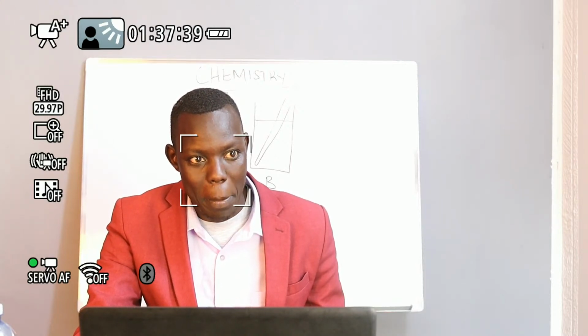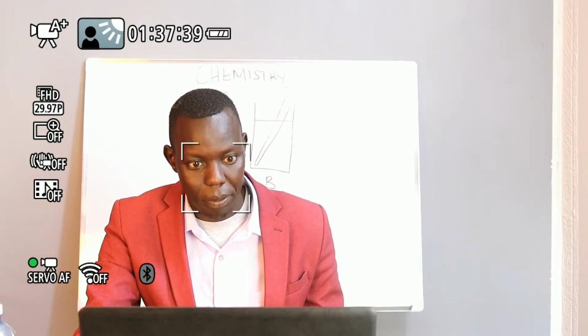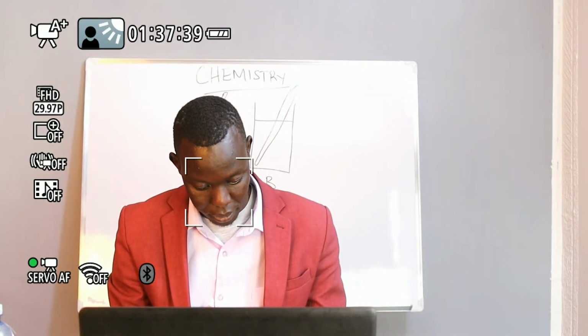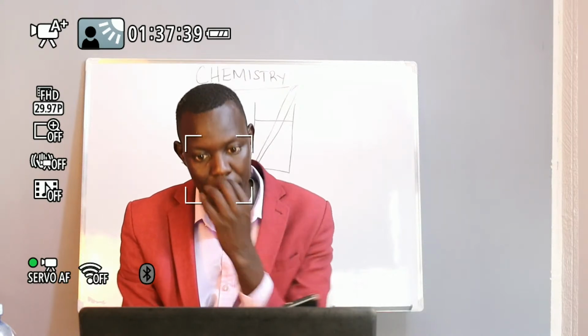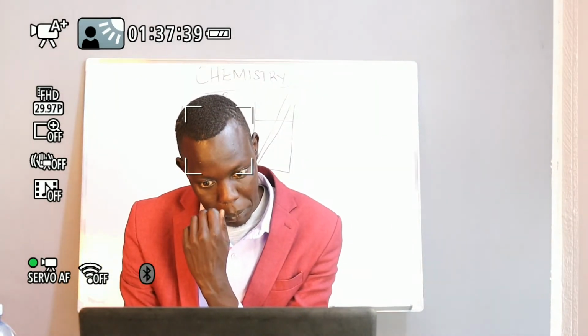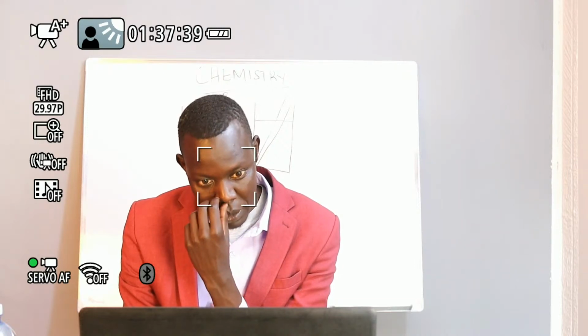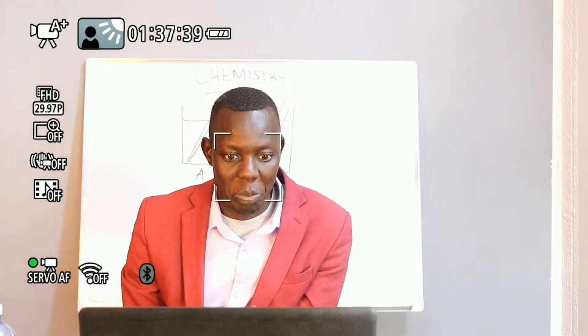Umesema C ni nini? Airway. C is airway. Roho yake? Balance the amount of air entering. It allows air to get into the chimney. Good. Sawa.